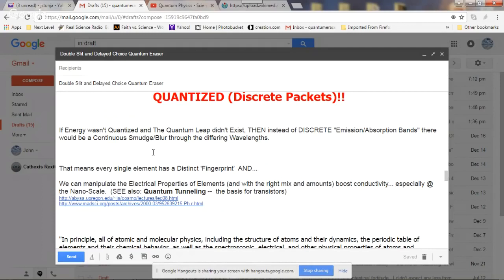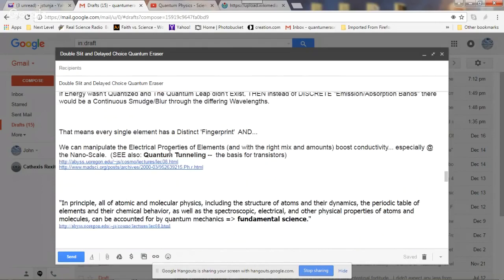That means every single element has a distinct fingerprint. And we can manipulate the electrical properties of the elements. And with the right mix in the amounts, what they call doping, boost conductivity, especially at the nanoscale. I also put in there quantum tunneling, which we won't talk about, which is really cool. This is the basis for transistors. All they use for quantum tunneling is the interference experiment. Maybe at some point in the future we can get into that. It's very interesting. All they use is a proxy on that interference pattern.